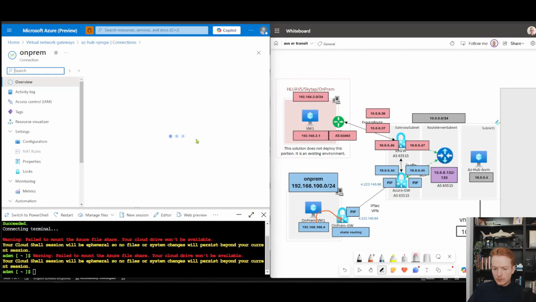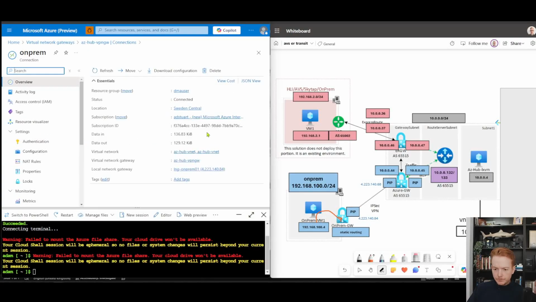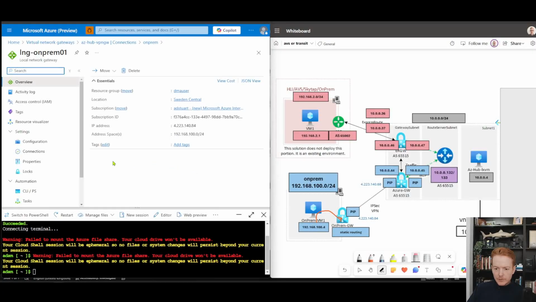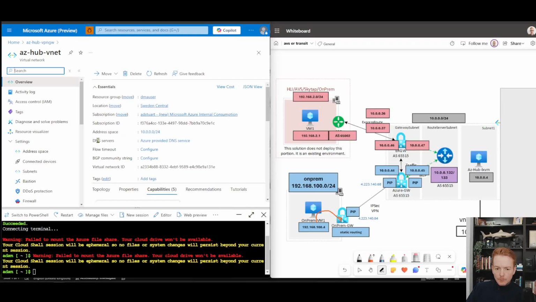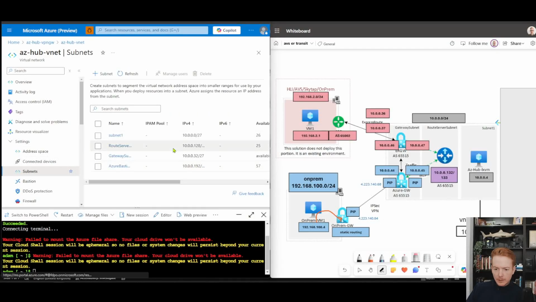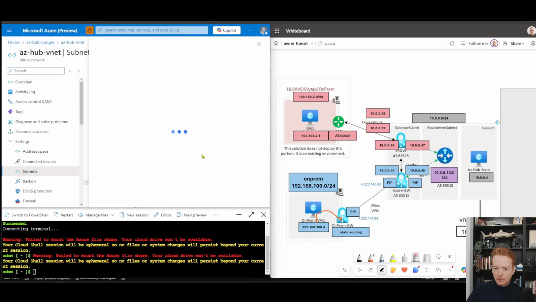Just for completeness, I'll show you that. The LNG this time, the logic is reversed. It's saying this is the PIP on-prem, and the address space is reflective of what's on-prem, which is 192.168.100.0/24. In our hub virtual network, if we go to subnets, I can show you that gateway subnet there.